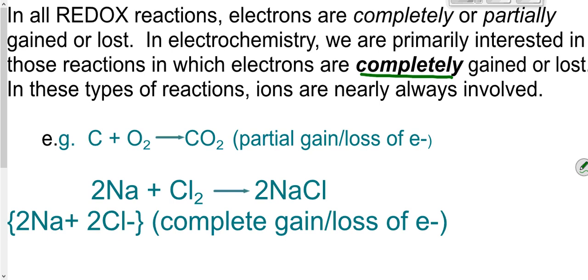Now in this first reaction with carbon and oxygen reacting to make carbon dioxide, this is a covalently bonded substance. And so that's a partial gain and loss of electrons. We don't actually ever have carbon losing 4 electrons. It just kind of lends them closer to the oxygen. However, in the sodium and chlorine reaction, this ionic reaction, sodium completely gives off its electrons and chlorine completely gains them. So this is the kind of reaction that's useful when we're making a battery.